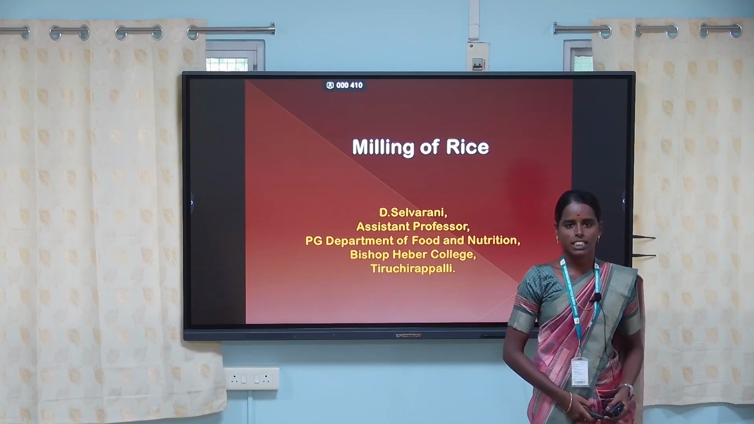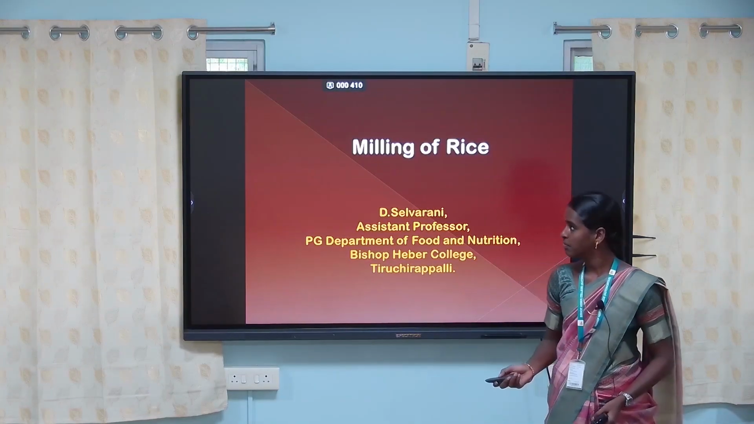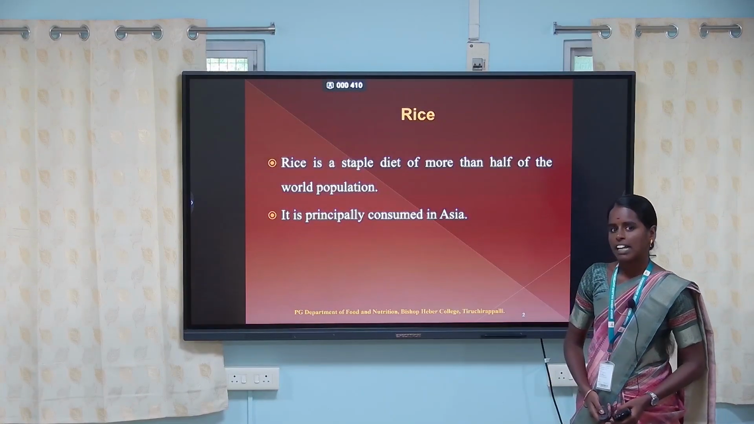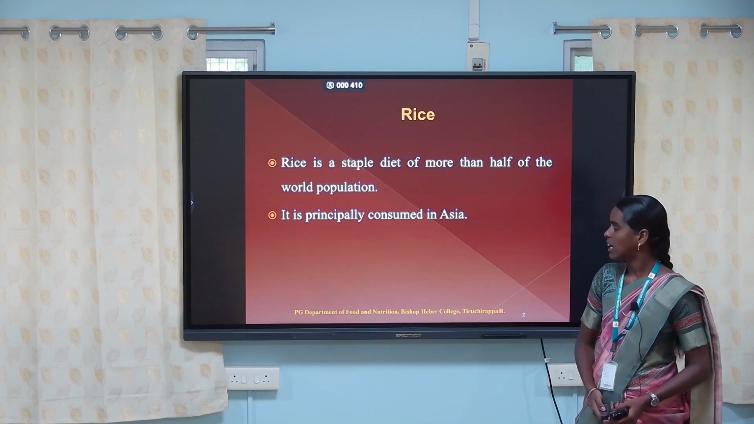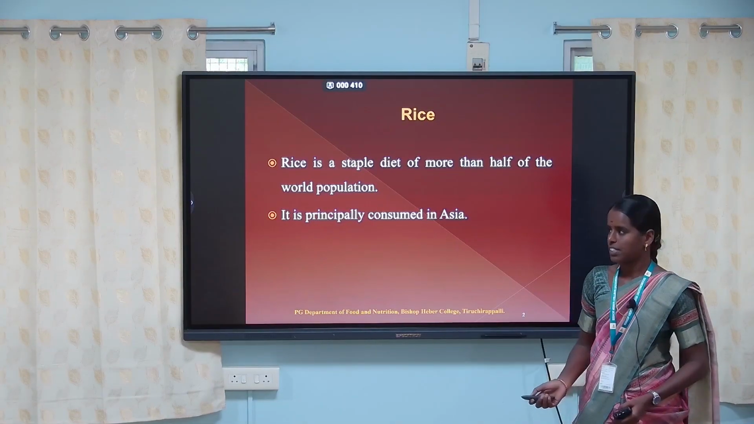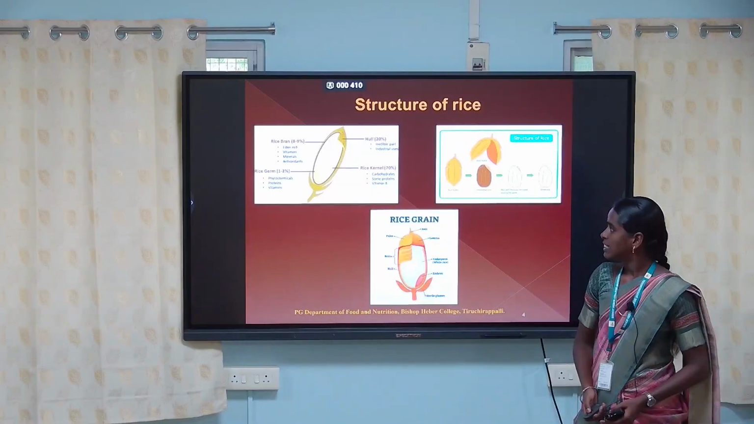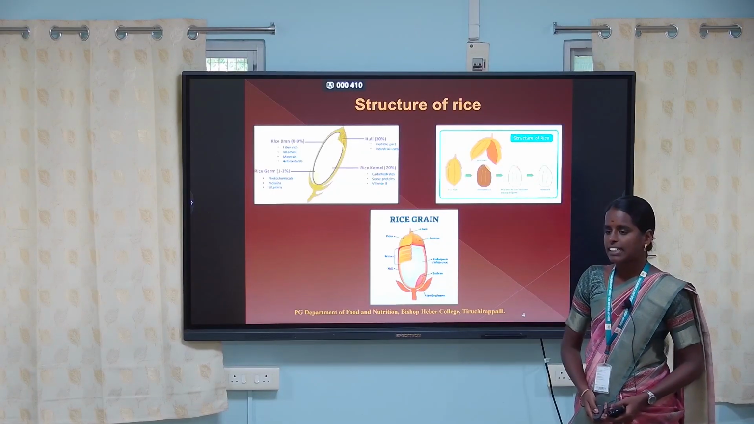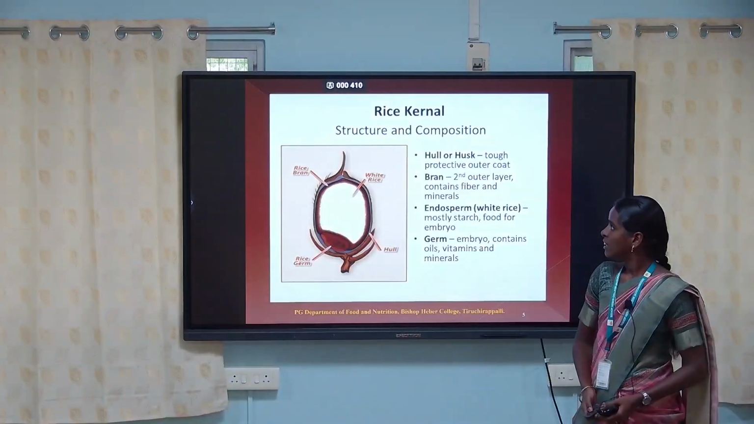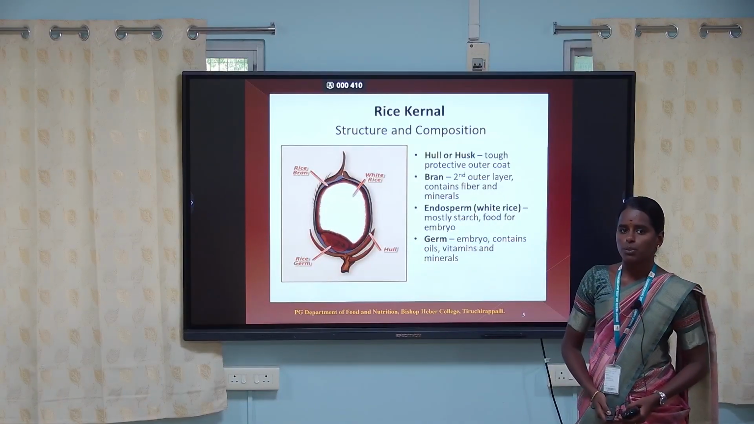Today I am going to discuss the milling of rice. Rice is a staple diet of more than half of the world population. It is principally consumed in Asia. As for the structure of rice, it normally contains rice bran, hull, rice germ and rice kernel. Now, the rice kernel structure and composition.